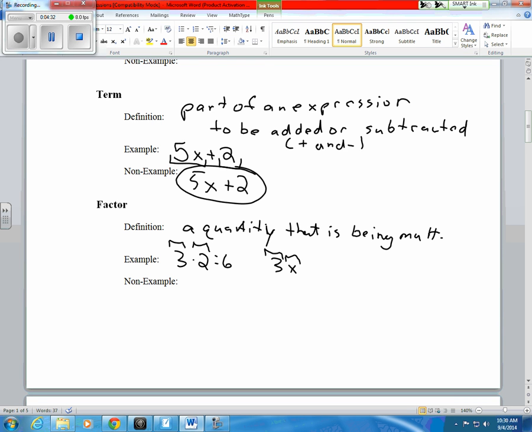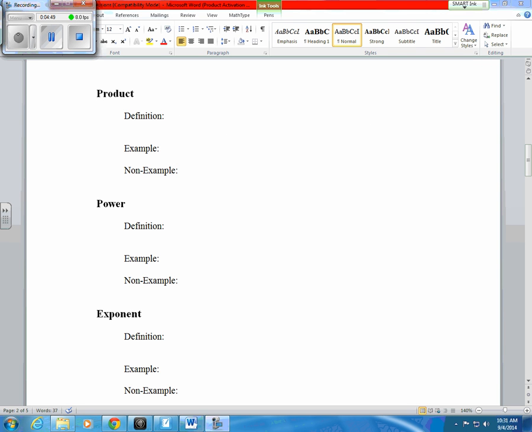Instead of having a factor, we might have a different operation going on, such as 3 plus 1. Neither one of those are factors. Those are two different terms that are being added together or summed together. Moving on down. Like I said earlier, the product is a result of multiplying those two factors together.